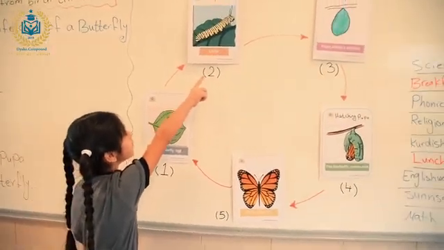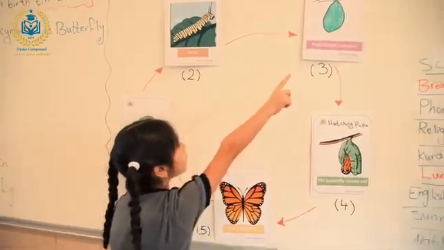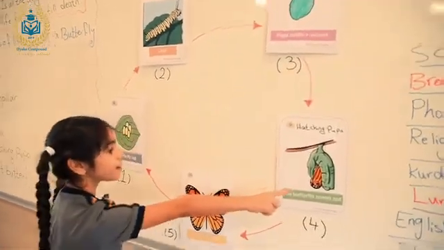It will start to eat. When it eats enough food, it will change to a pupa. Then the pupa will change to a hatching pupa.